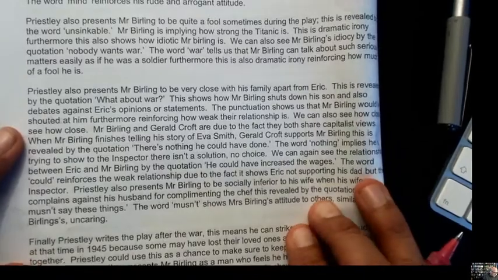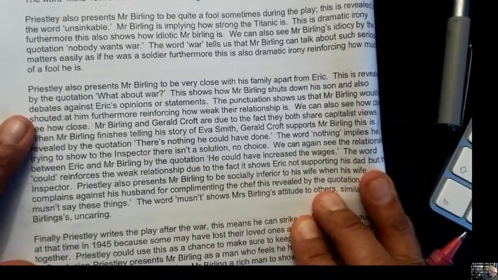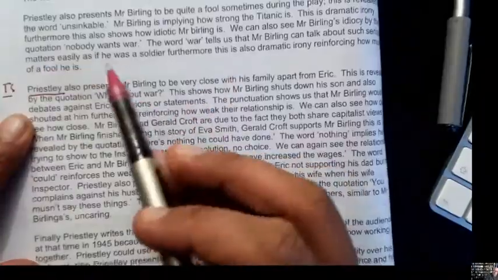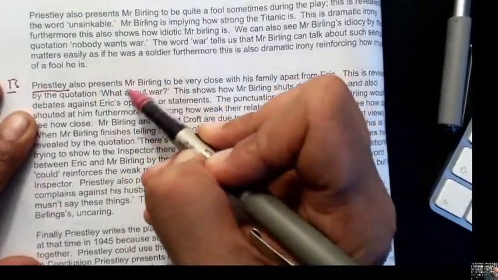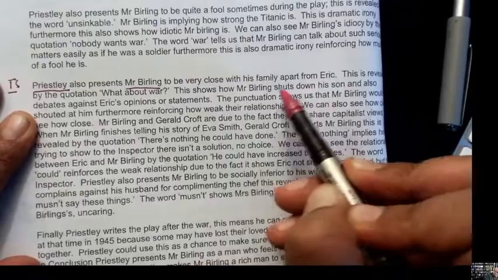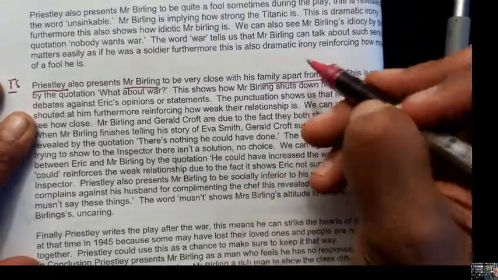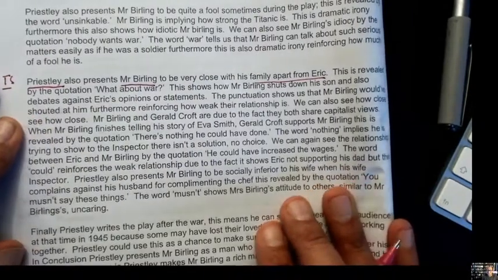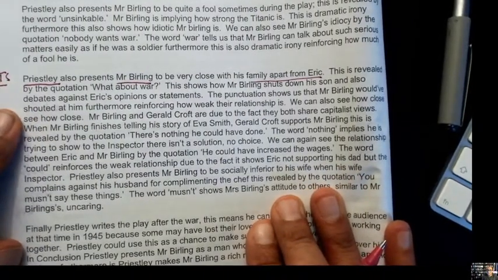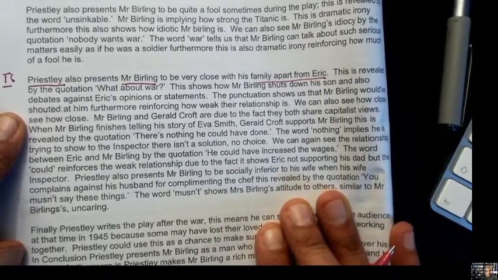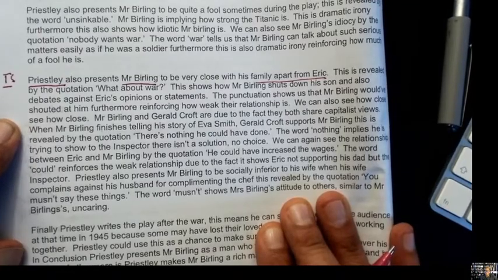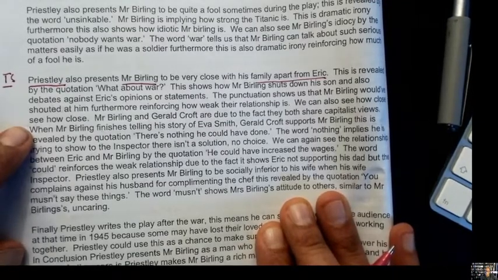Priestley also presents Mr. Birling to be very close with his family apart from Eric. A really clear topic sentence: we're using the author, we're focusing on Birling, and the focus is right there on Eric. This is revealed by the quotation, "What about war?" This shows how Mr. Birling shuts down his son and also debates against Eric's opinions or statements. The punctuation shows us that Mr. Birling would have shouted at him, further reinforcing how weak their relationship is.